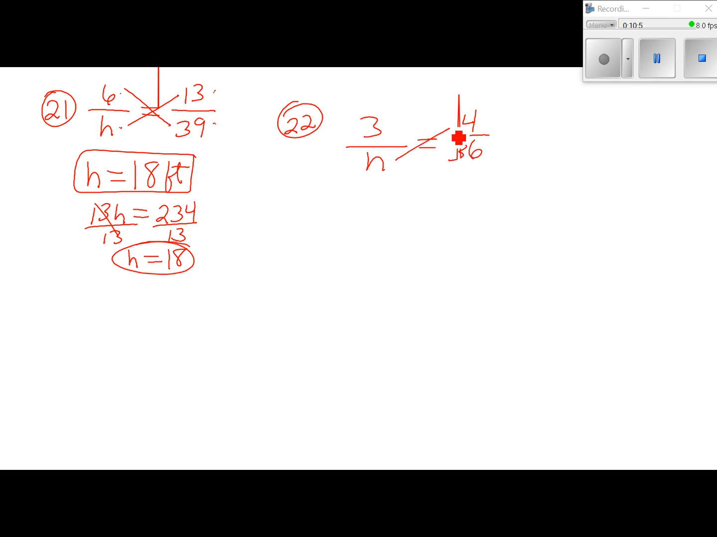We cross multiply and we get 4H equals 3 times 36 is 108. Divide by 4. You end up with H equals 27. So the height of the tree is about 27 feet.